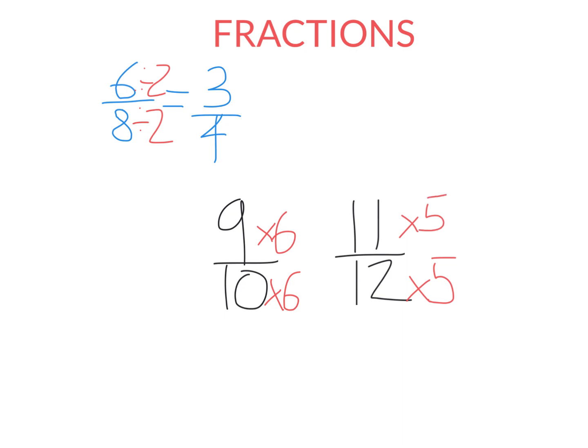So 9 over 10 is the same as 54 over 60. Both are equal to 0.9. 11 over 12 is the same as 55 over 60. Both are equal to 0.916 recurring. So we can see very clearly here, 54 over 60 is less than 55 over 60. So 9 over 10 is slightly less than 11 over 12.